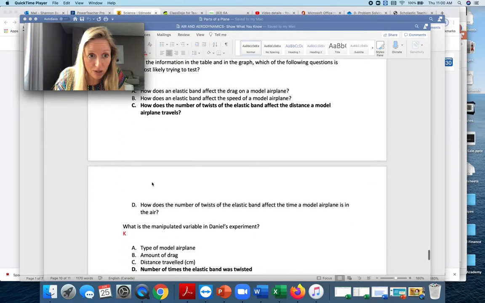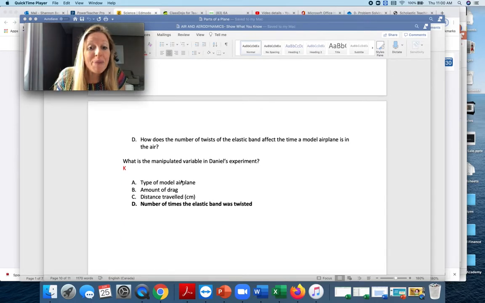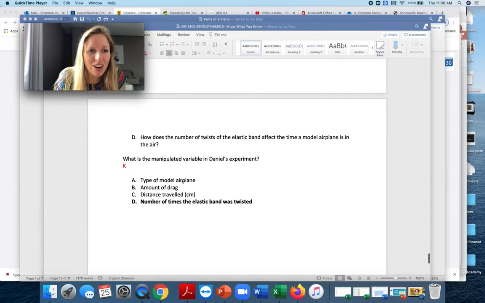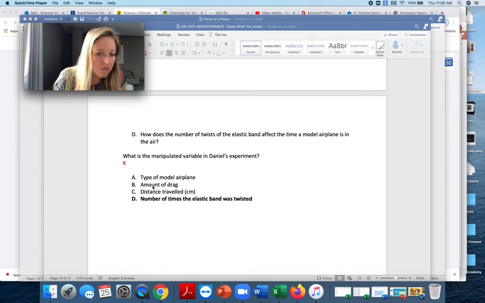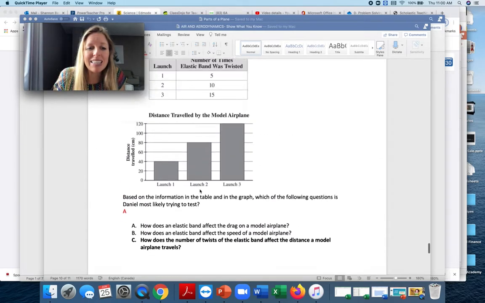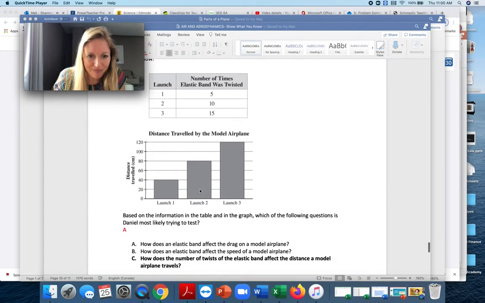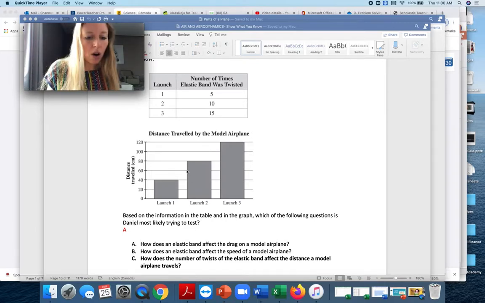Tricky fooler question. What is the manipulated variable? The manipulated variable is the thing that Daniel is manipulating or changing. So it's the number of times the elastic band is twisted. Same airplane, there's no drag that's different, and the distance traveled, that does change, but that is the responding variable. All right, there you go. Okay, that's our review.